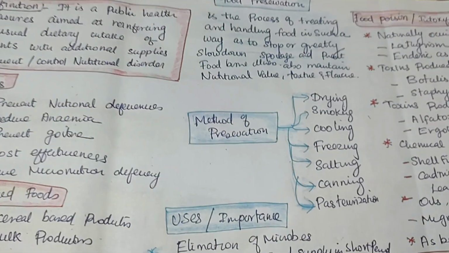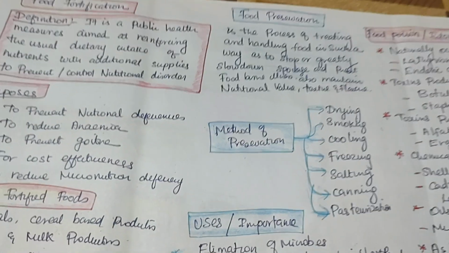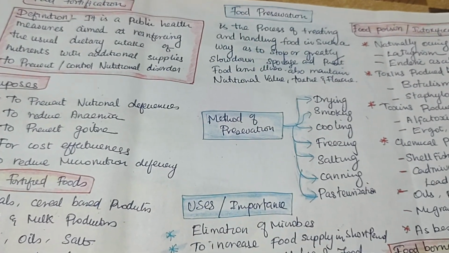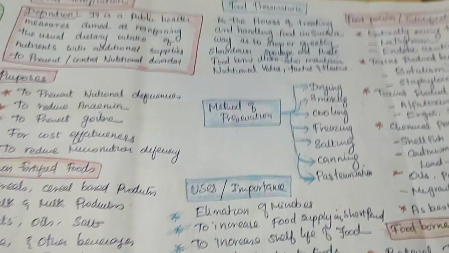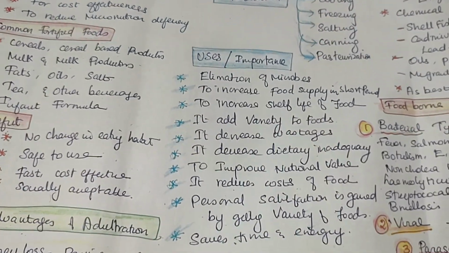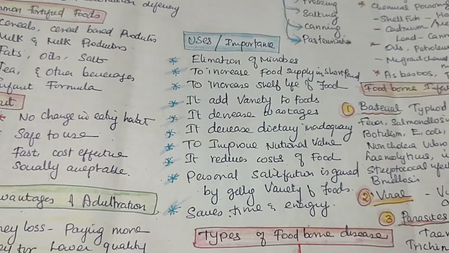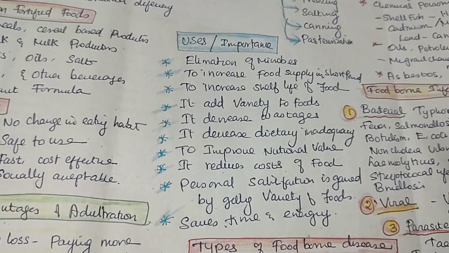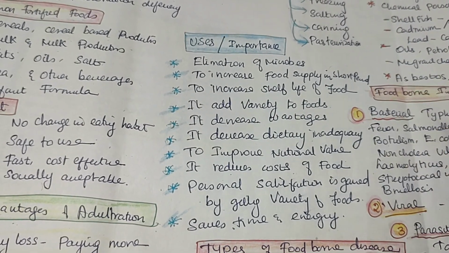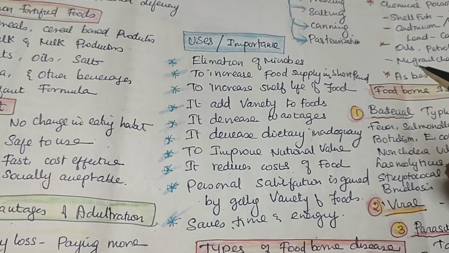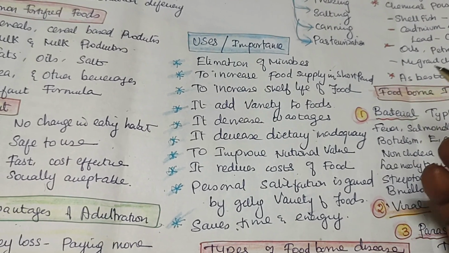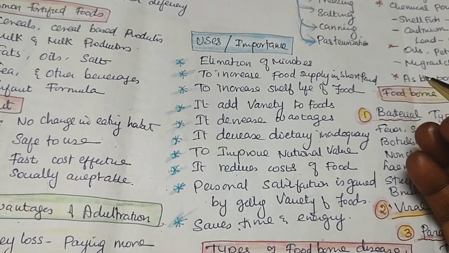What are the methods? Drying the food, smoking, cooling, freezing, salting, canning, pasteurization. So, what is the importance of this? It eliminates the microbes. Pasteurization will surely eliminate the microbes. It increases the food supply, the supply chain will not be affected, and shortage of food can be overcome.